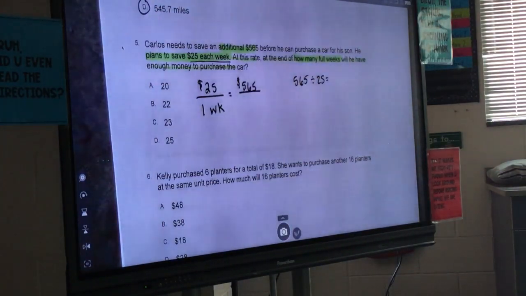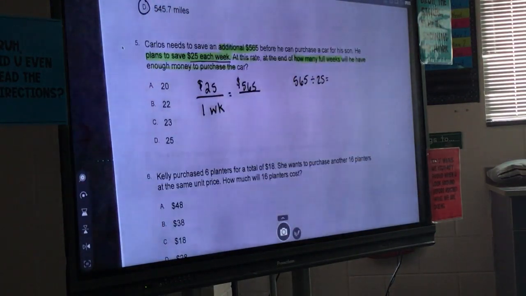Again, you're punching in 565 divided by 25, and then you're letting me know you're ready by giving me a thumbs up. All right, so what do you get when you do 565 divided by 25?